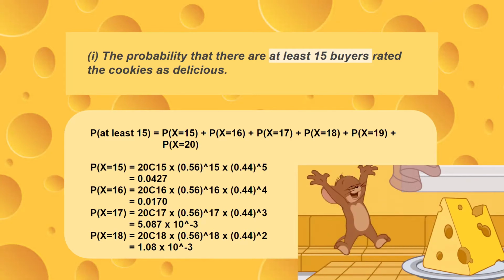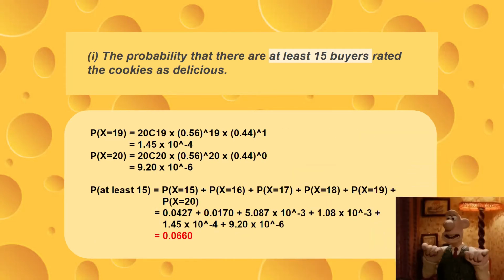And then we do the same thing for the rest of the probabilities. After we get all the values, we just sum them up together, and then we get this final result, which is 0.0660. So the probability that there are at least 15 buyers rating the cookies as delicious is only 0.0660.